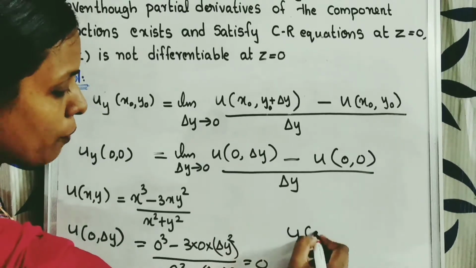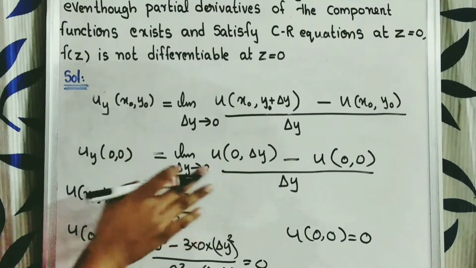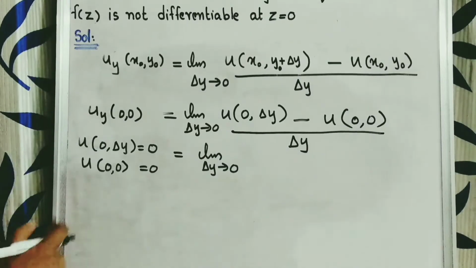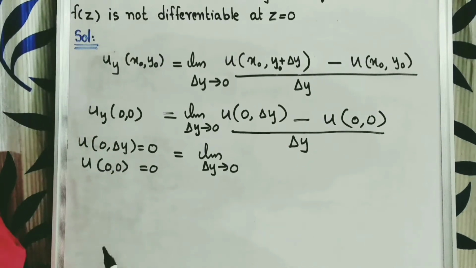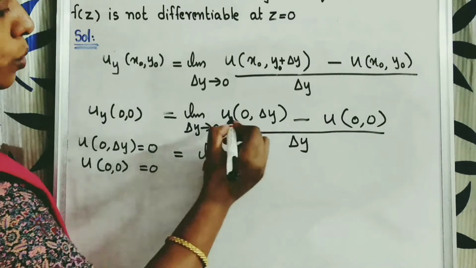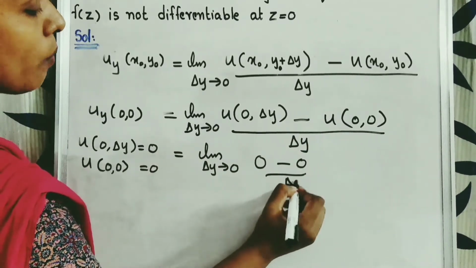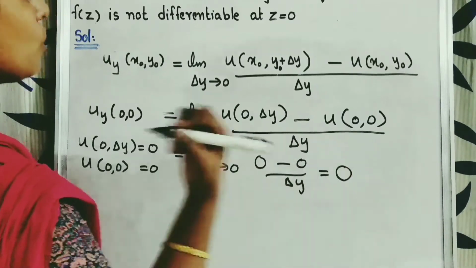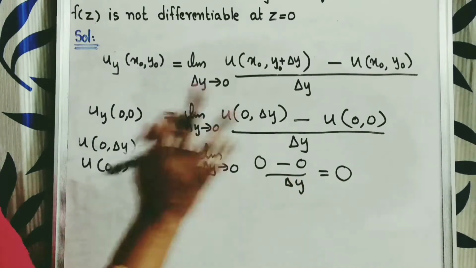Also u(0,0) is equal to 0. Putting this value in this equation, we get u(0,Δy) equal to 0, u(0,0) equal to 0. Then we can write limit Δy tends to 0, here the value is 0 minus 0 divided by Δy. That is equal to 0. That is u_y(0,0) is equal to 0.